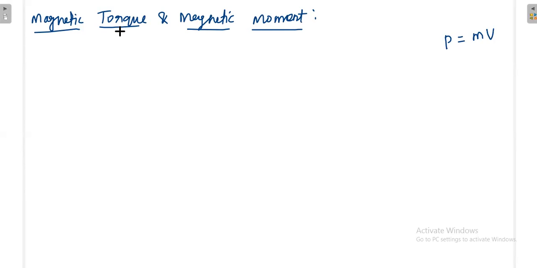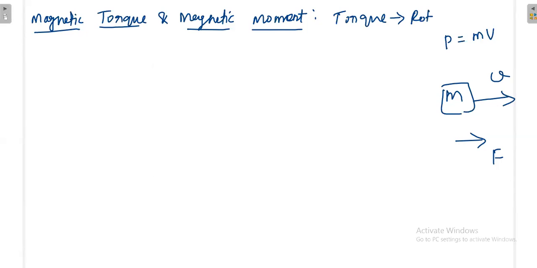Similarly, what is torque? Torque is the rotational force. If an object has to move in this direction, say with velocity v, then definitely there should be some force on that object. Here it is a simple force acting in a linear direction. Sometimes the force may act in a rotational direction. That will be denoted as torque. So torque means rotational force.